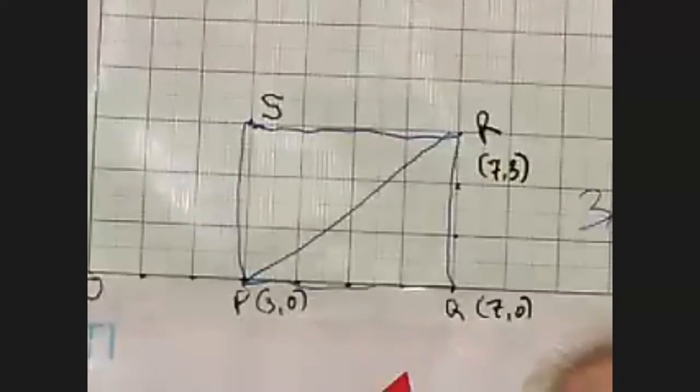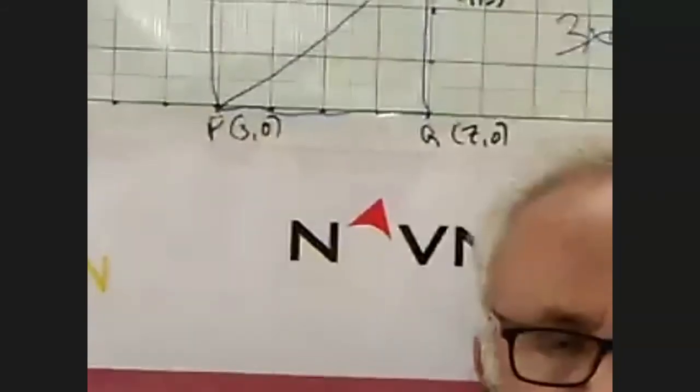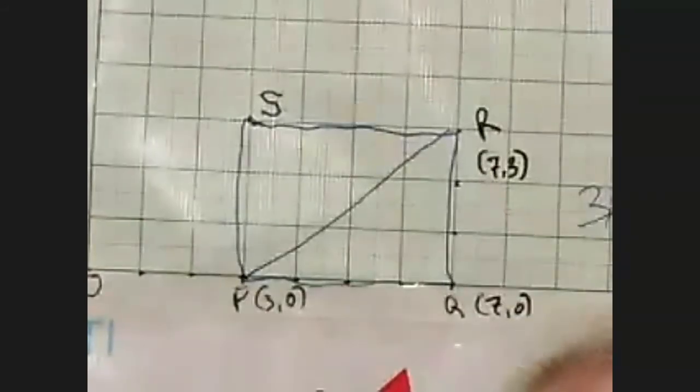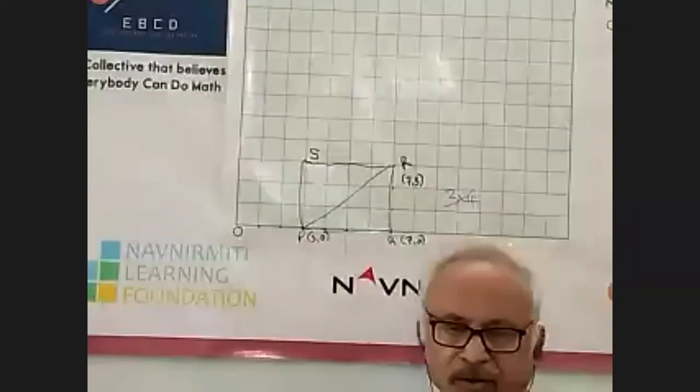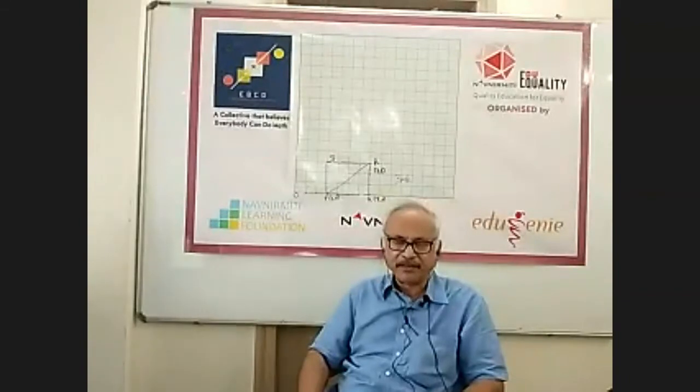All right. Now let us go to the next part. This completes the first part. The next part is, on your graph paper, you draw a rectangle.